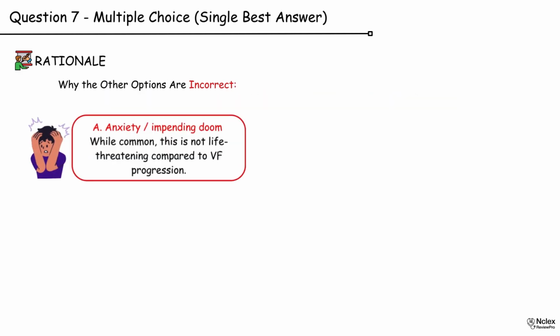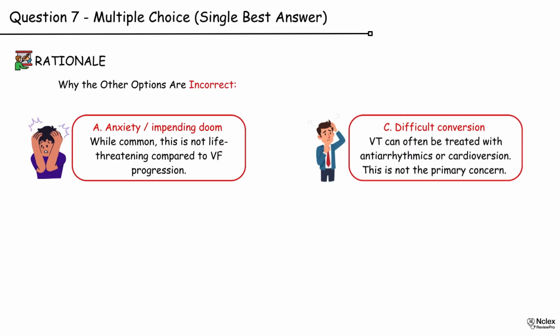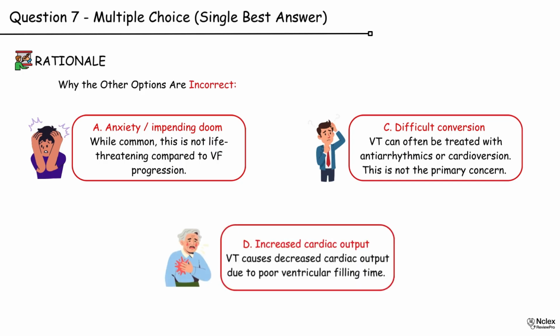Option A, anxiety and a sense of impending doom may occur, but that does not kill first. Option C, difficulty converting to sinus rhythm is not the central danger. Ventricular tachycardia can often be treated with antiarrhythmics or synchronized cardioversion. Option D is incorrect because ventricular tachycardia decreases cardiac output due to inadequate ventricular filling, not increases it.